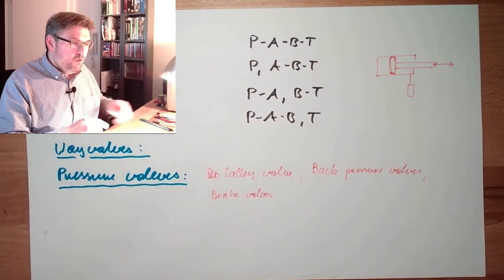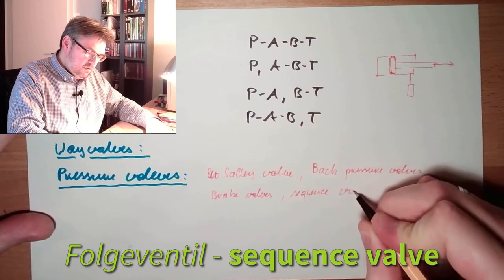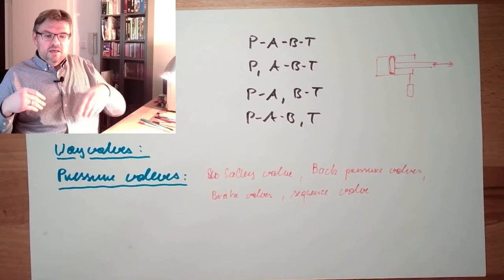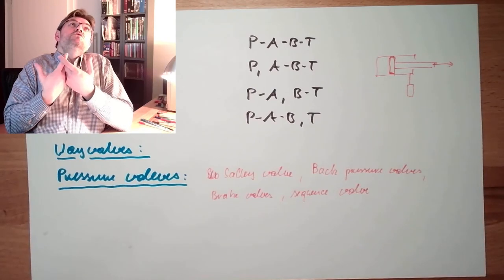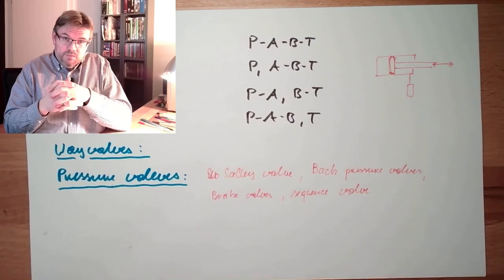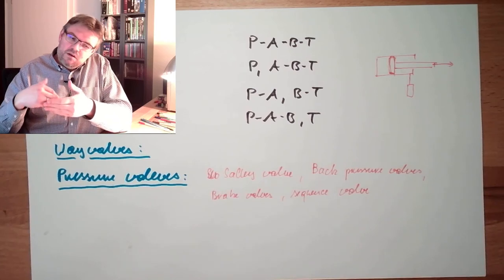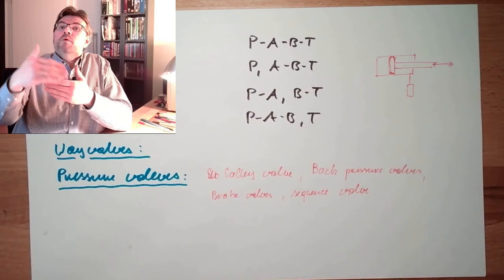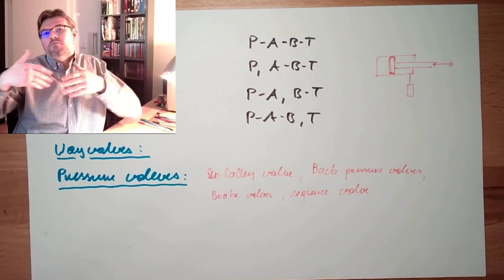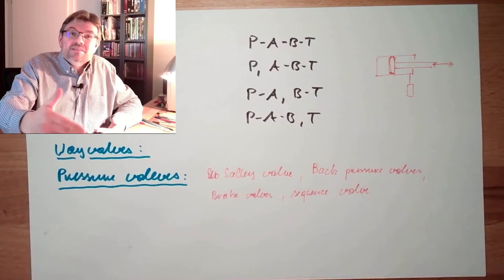And there are sequence valves. What is a sequence valve? A sequence valve is opening the pressure system to another area. If the pressure reaches a certain level, then it's opening the next stage. Simply, the pressure is putting pressure to the next sequence.